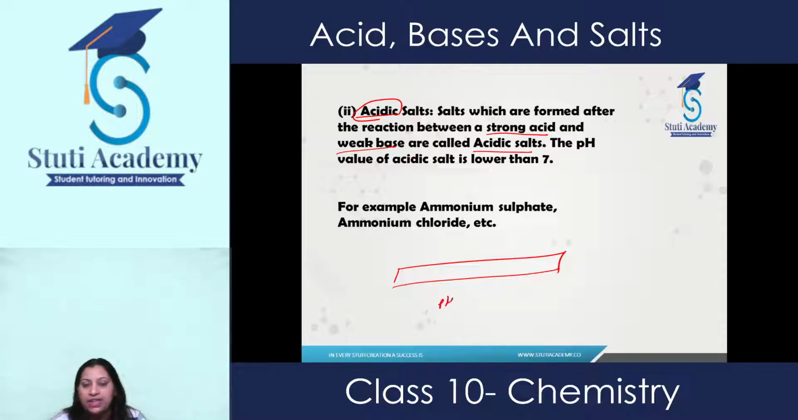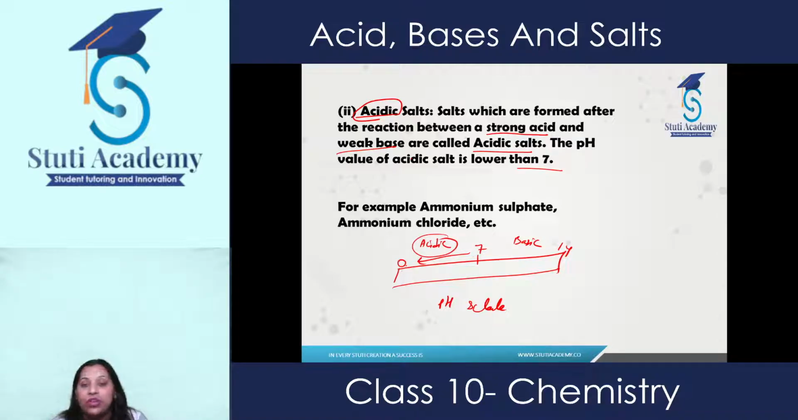This is the pH scale. pH means presence of hydrogen ions, and it starts from 0 and ends at 14. Then 7 is neutral. If the pH is between 0 and 7, or below 7, it is acidic in nature, and if it is more than 7, it is basic in nature. So as you can see, these acidic salts have pH lower than 7. Due to this, they are acidic in nature.